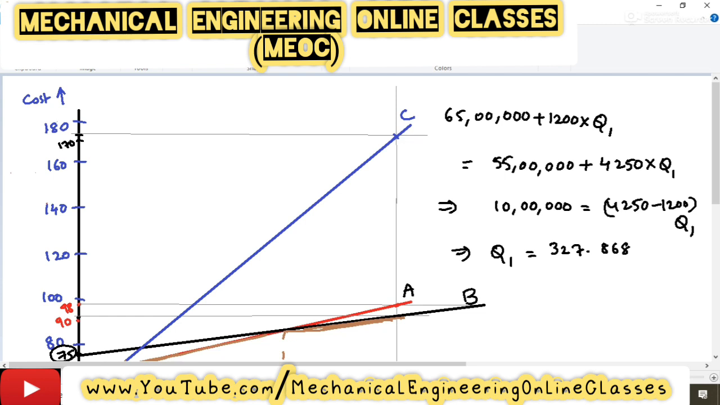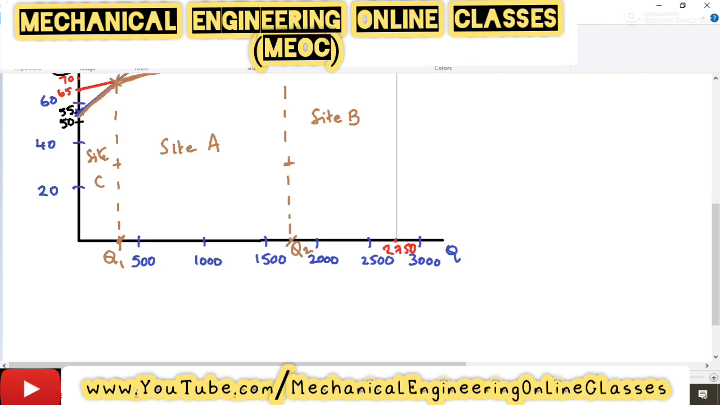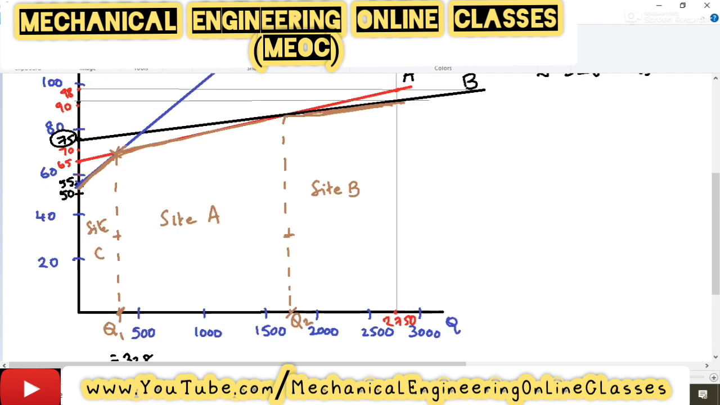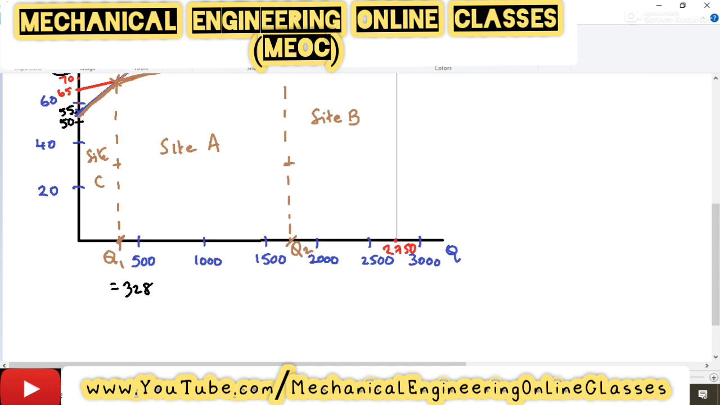If the quantity of production is in liters or kilograms or tons or anything like that, then it can be a decimal value, but we are not sure whether it can be a decimal value or not. For example, if it is number of cars or number of mobile phones, it can't be a decimal value. So I am writing it approximately to the next higher integer as 328 units. So point Q1 indicates 328.